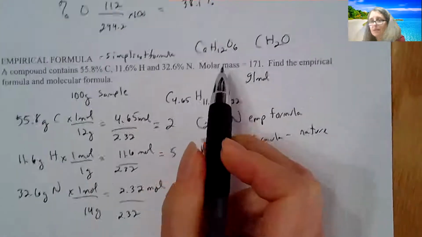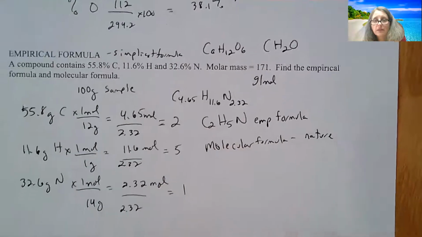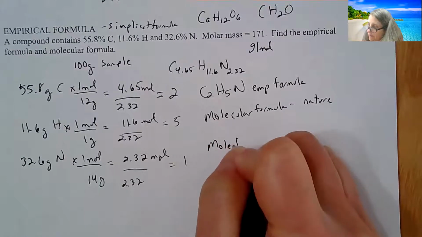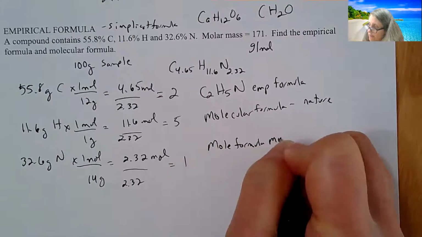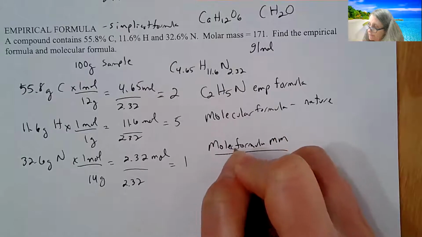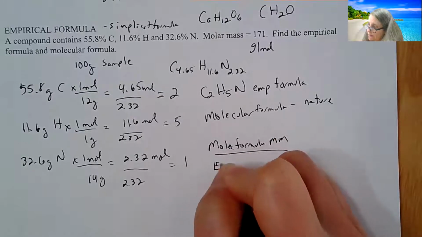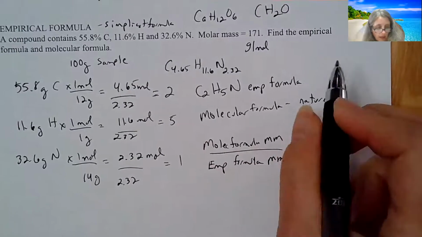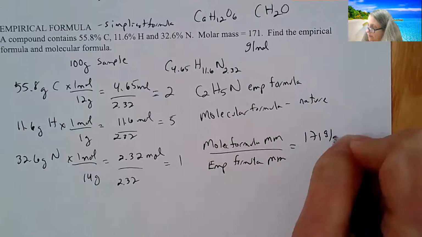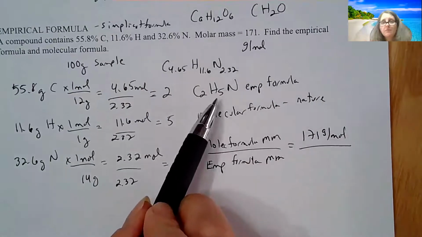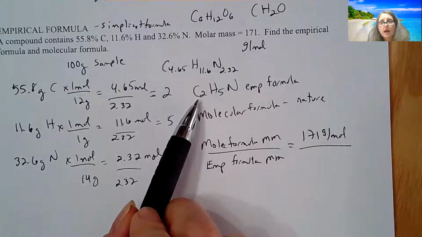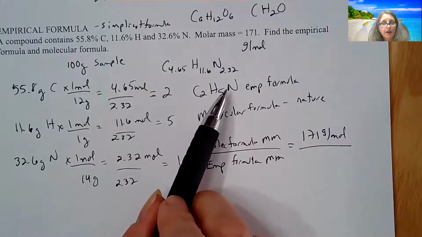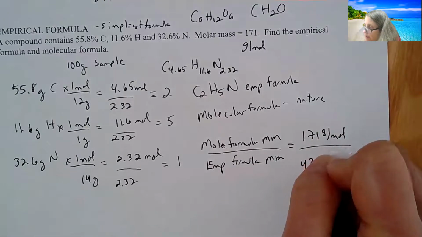Going back to my example of glucose, C6H12O6 is the formula for glucose. So you're going to take the molecular formula's molar mass and divide it by the empirical formula's molar mass. I'm going to have what was given in the problem, 171 grams per mole. And then I'm going to take my empirical formula's molar mass. So for carbon, 12 is the molar mass. So 2 times that plus 5 plus 14 gets me 43.